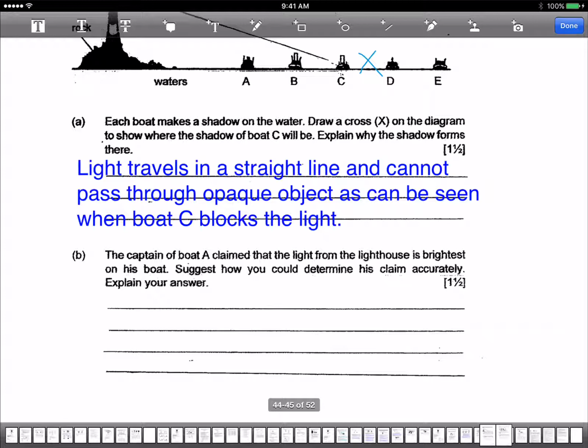Okay, so the captain of boat A claimed that the light from the lighthouse is brightest on his boat. How can you determine that claim? Anyone? Yuki? How can you tell that the captain of boat A is correct? He's always wrong. Why? He's what? What do you say?